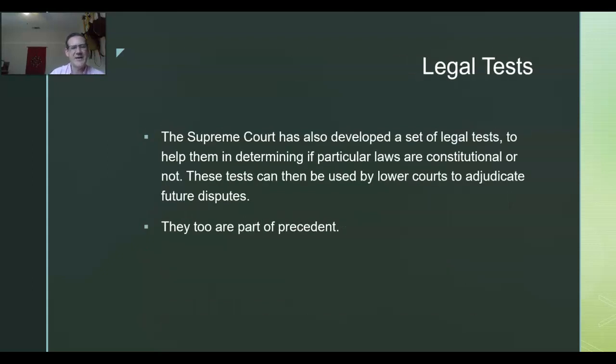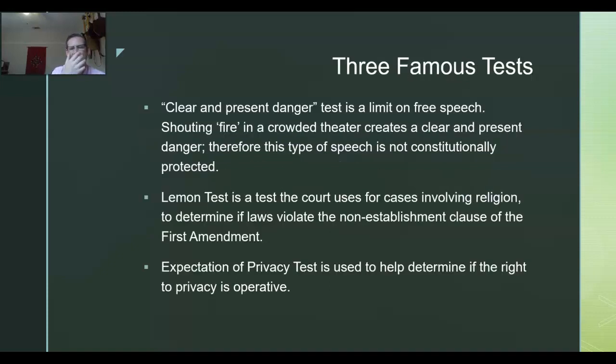Okay, and then the third element of judicial interpretation involves the construction, these are also part of precedent, of certain types of legal tests to try to determine, well, in this case, is it a problem or not, okay? There's a ton of tests, not as many as different doctrines, happily, but there's a ton of tests. Like, for example, the clear and present danger test is a limit on free speech. Shouting fire in a crowded theater constitutes a clear and present danger. Therefore, this type of speech is not constitutionally protected.